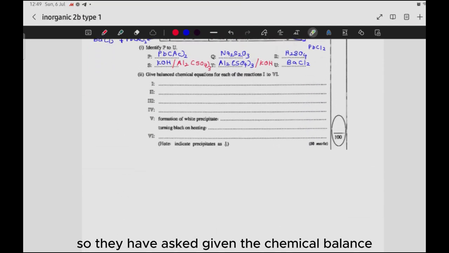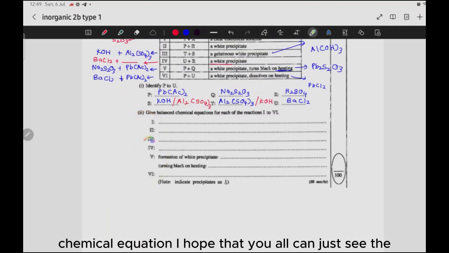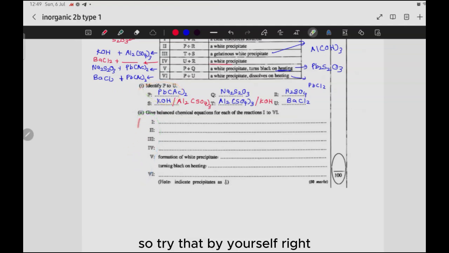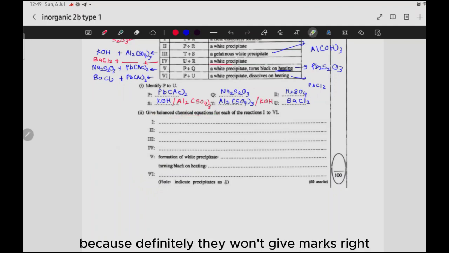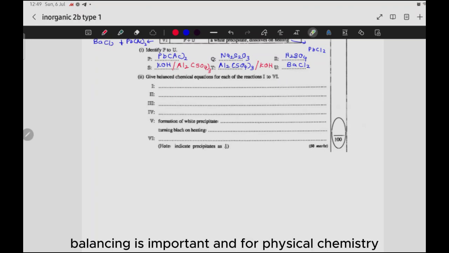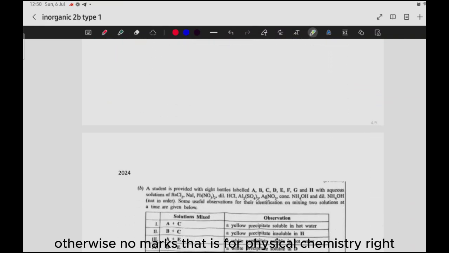So they have asked, give the balanced chemical equation. I hope that you all can just see the compounds and figure it out. So try that by yourself, right? Definitely balancing is very important, otherwise don't write the equation, because they won't give marks. For inorganic chemistry, balancing is important, and for physical chemistry, physical states are very important, otherwise no marks. That is for physical chemistry, right?